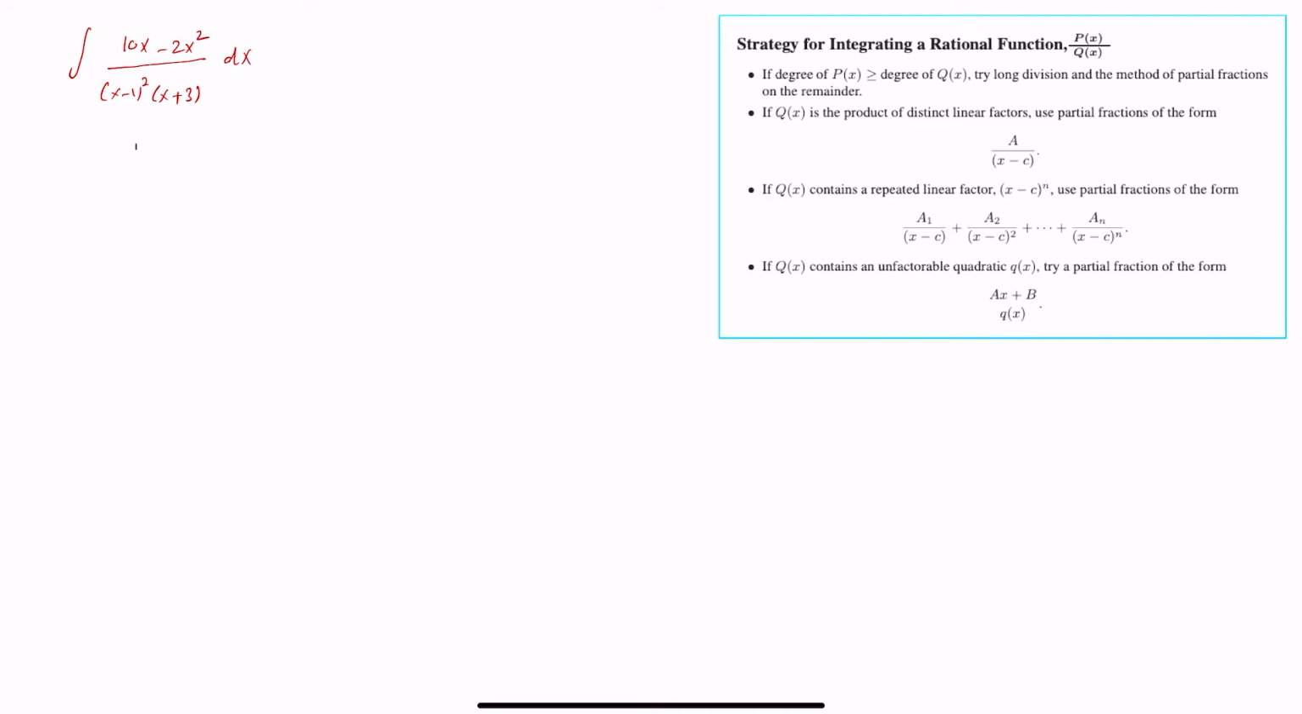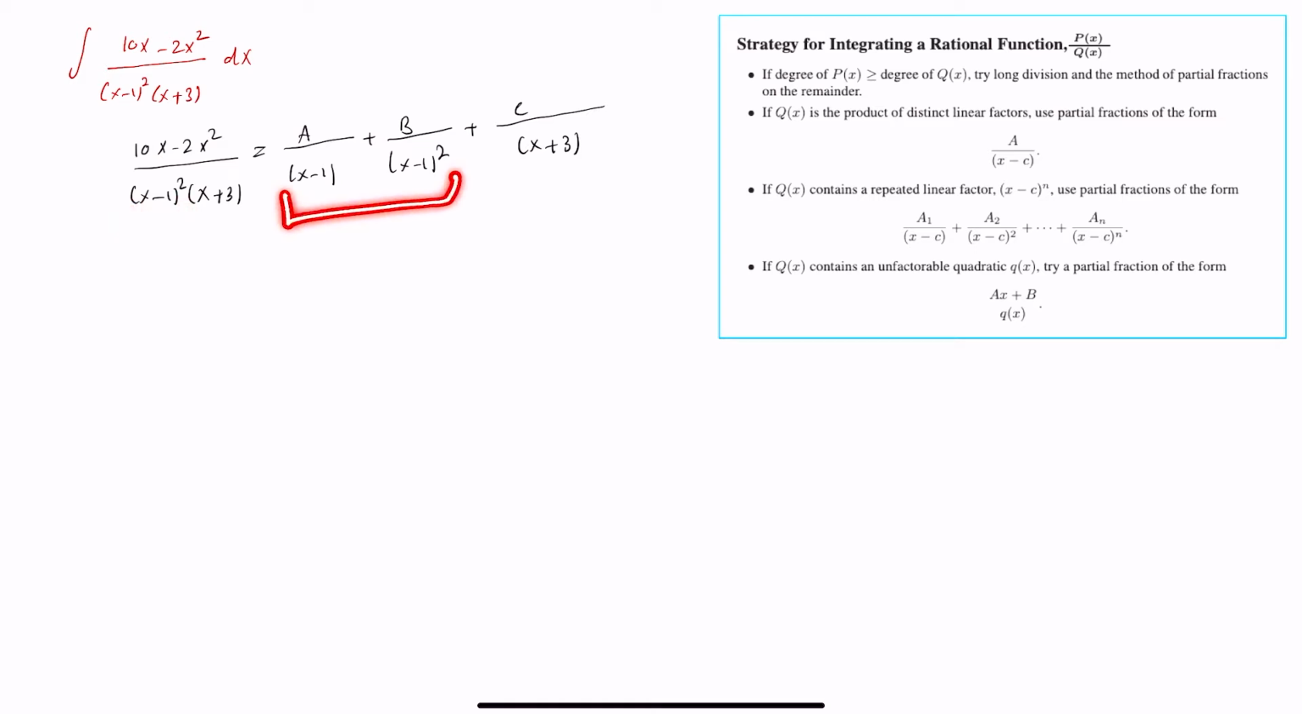So the integrand, (10x minus 2x squared) over (x minus 1) squared times (x plus 3), is going to be equal to A over x minus 1, plus B over x minus 1 squared, and plus C over x plus 3. So again, to factor the squared term I use these two fractions, and for the other factor I use this fraction.